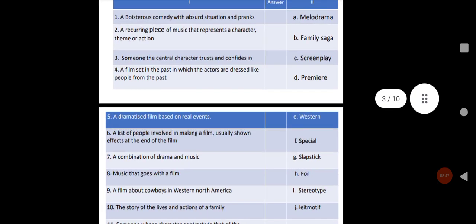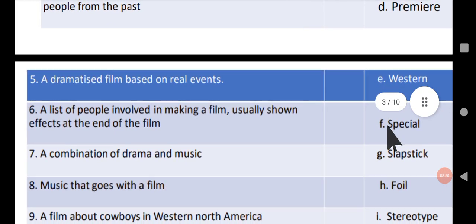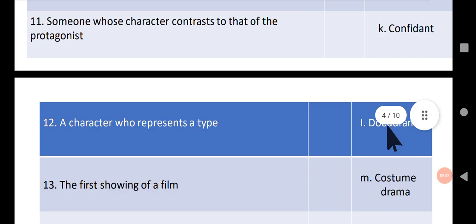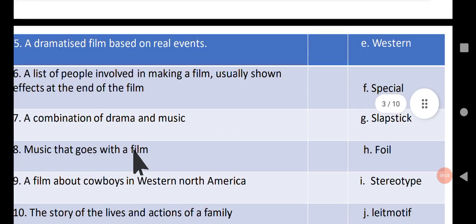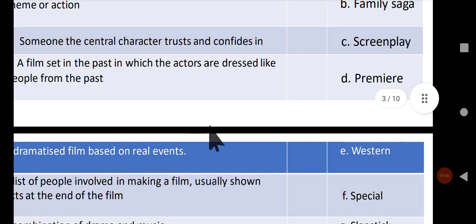Okay, next one, the script of a film including acting instructions and scene direction. What is it called? That is together called screenplay. So the film script would be there, next acting instructions would be there, and scene directions, like how this scene should be shot and all. The screenplay, how it must be shown on the screen. So together they are called screenplay.